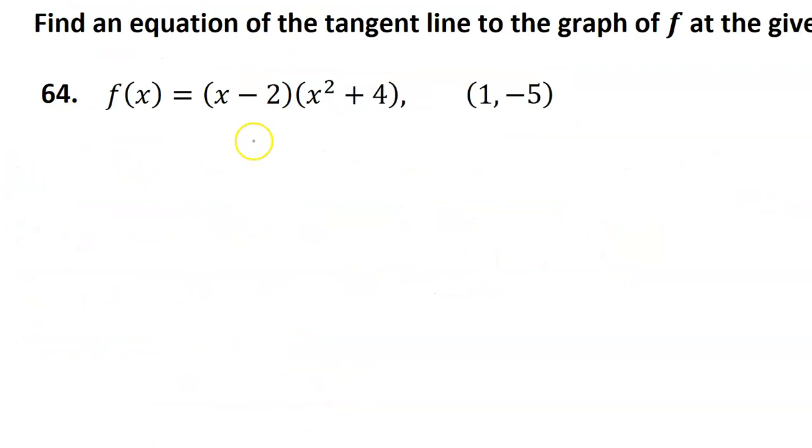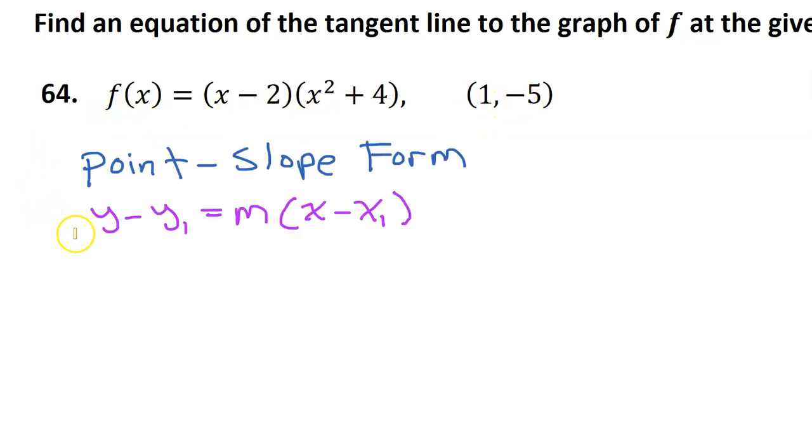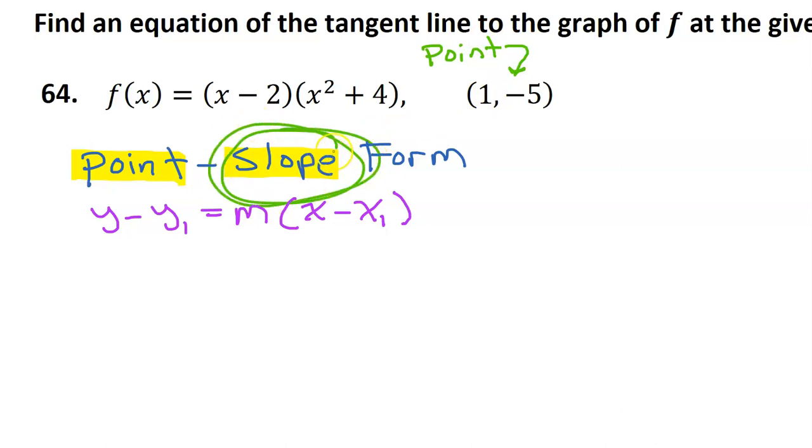Okay, let's find the equation of the tangent line to this function at the point 1 comma negative 5. When we write the equation of the tangent line, we will use point-slope form. So that means we need two things. We need a point and we need the slope. We already have one of those things because they give us the point of tangency. So that's the point that we need. So really, all we need now is the slope.